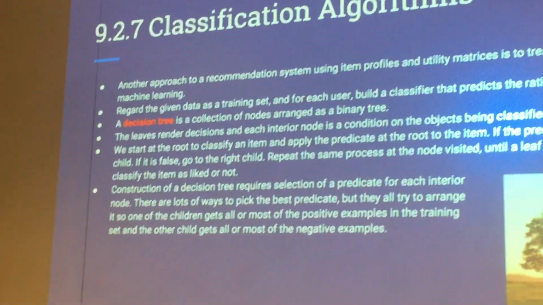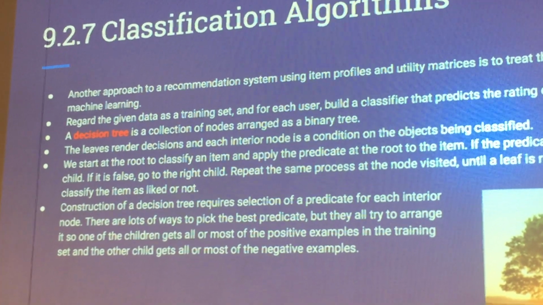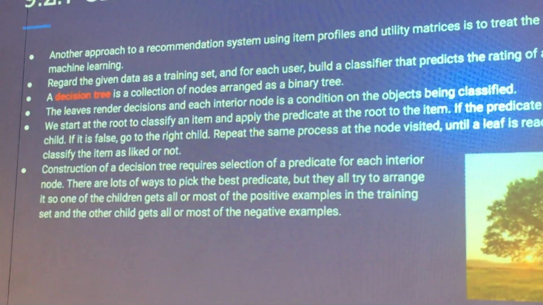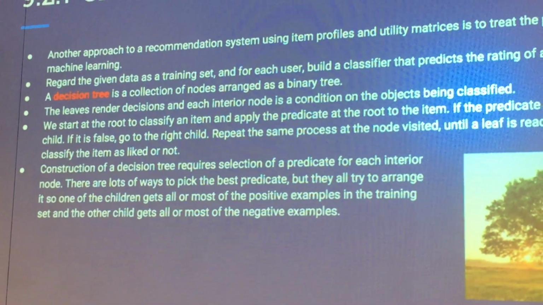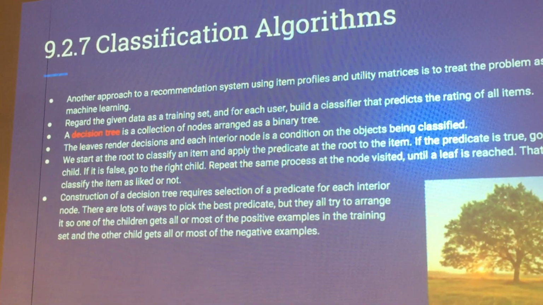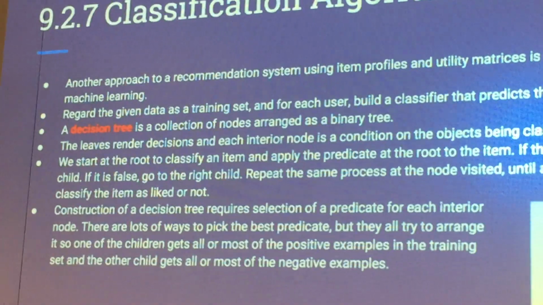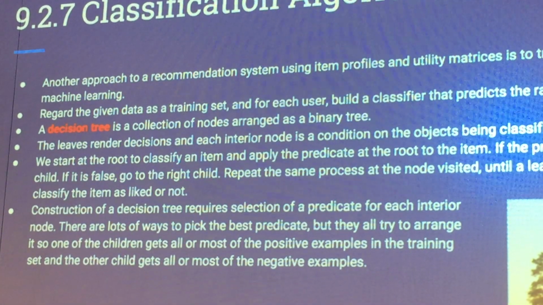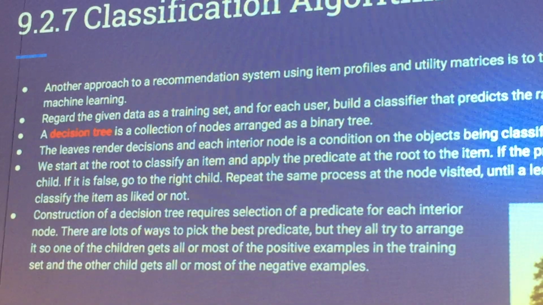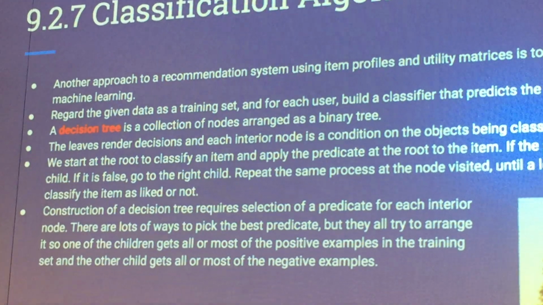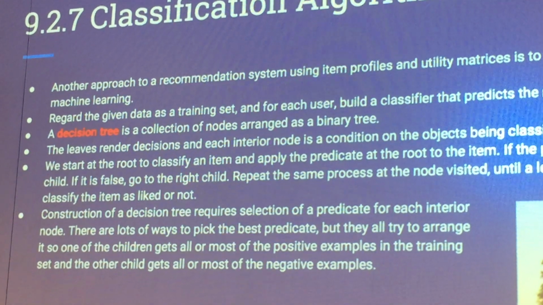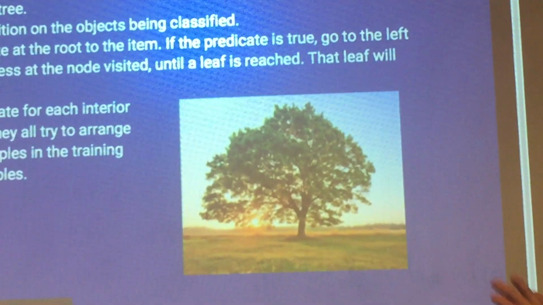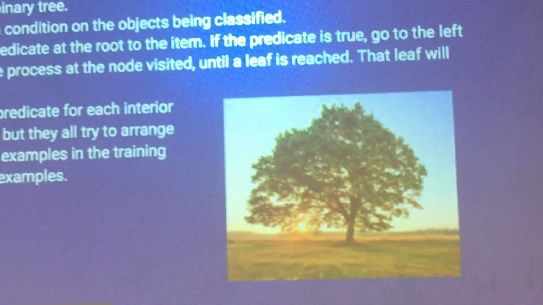And then finally, there are classification algorithms, which are another approach to recommendation systems, which use item profiles and utility matrices to treat the problem as more of a machine learning problem. You can regard the data as a training set, and for each user you build a classifier which will predict the ratings. One thing you use for that is a decision tree, which is a collection of nodes arranged as a binary tree. The leaves of the tree render decisions, and each of the interior nodes is conditioned on the object being classified.